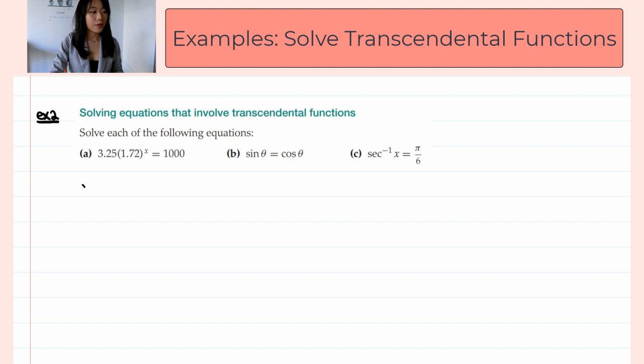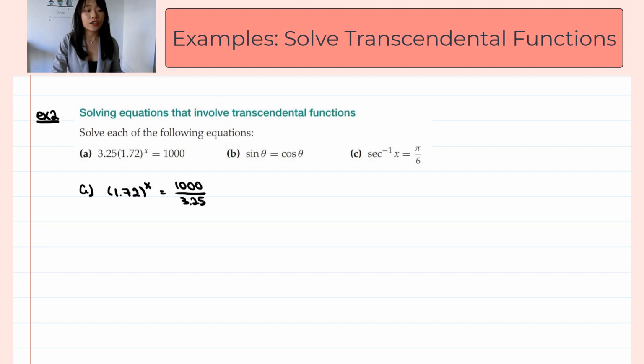Part A, we have some exponential function equals 1000. Here I want to isolate for x, so first of all I can divide both sides by 3.25. I get 1.72 to the power of x equals 1000 divided by 3.25.